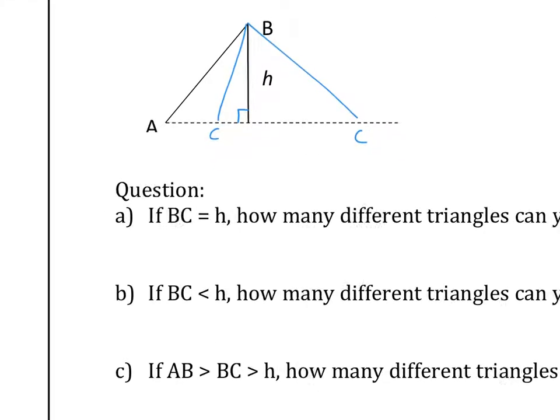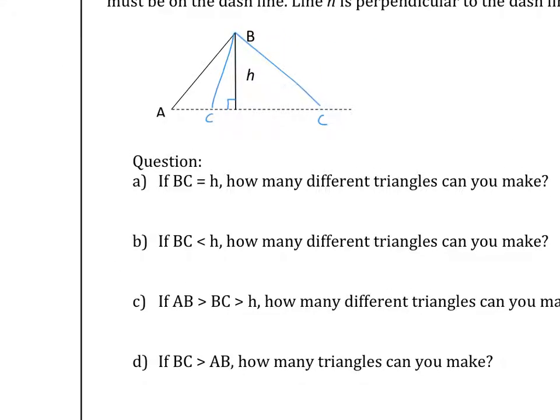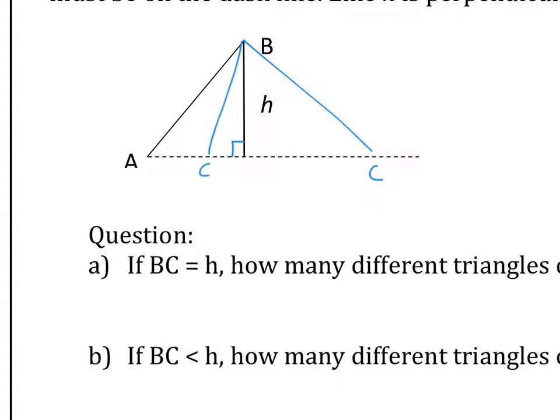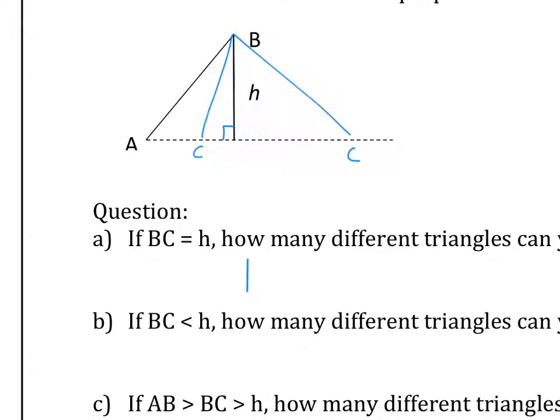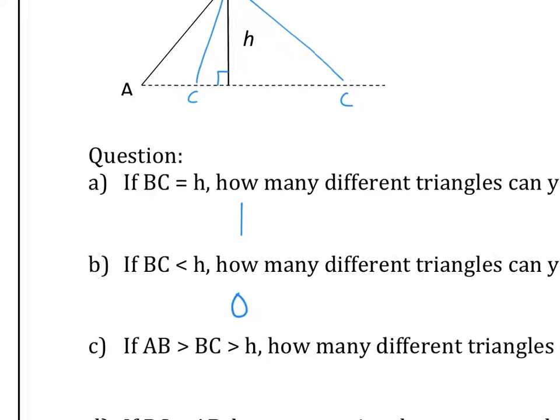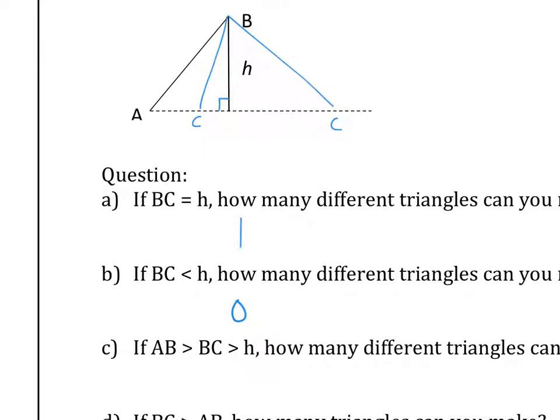Go ahead, go with your partner. A, B, C, D. If BC is H, how many triangles can you make? One, because that's just a right triangle. If BC is shorter than H, how many triangles? Zero. Too short. Can't even reach the line. C is a little bit difficult. Hopefully I can explain this well.